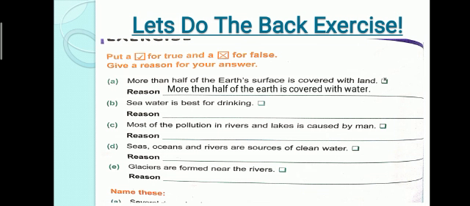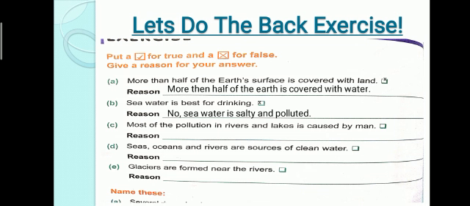Next is seawater is best for drinking. Is this true or false? Yes, this is false also because seawater has a lot of salt in it. So we will write the reason: no, the seawater is salty and polluted. Most of the water pollution in the rivers and lakes is caused by man. They are saying that we are responsible for the pollution of rivers and lakes. Is this true or false? Yes, this statement is true.